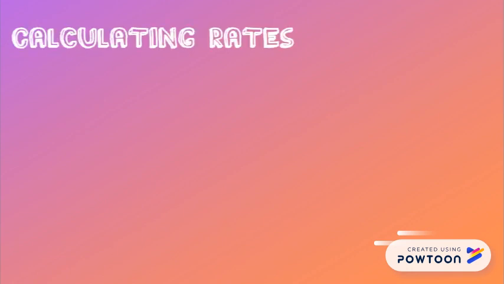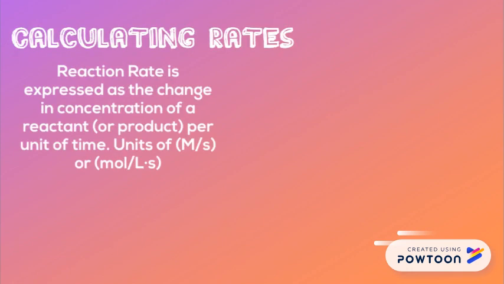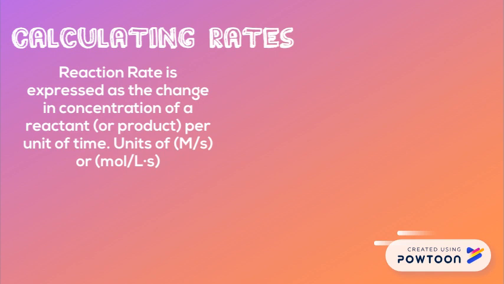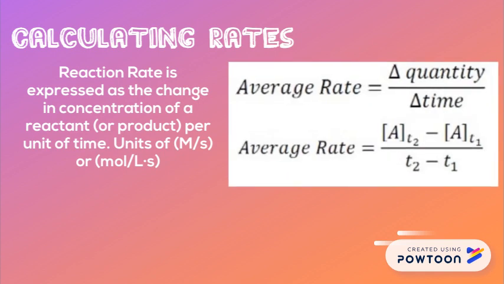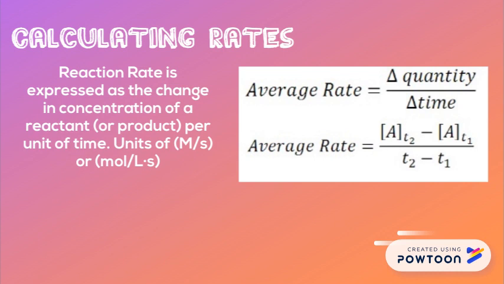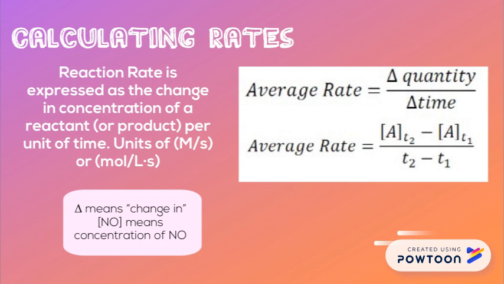We can also calculate the actual rate of a reaction. It is expressed in units of concentration over time, or molarity per second. We take our change in our quantity divided by the change in time. Remember, delta means change in, always final minus initial.